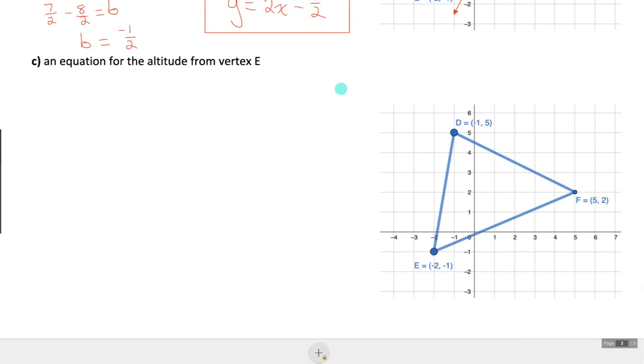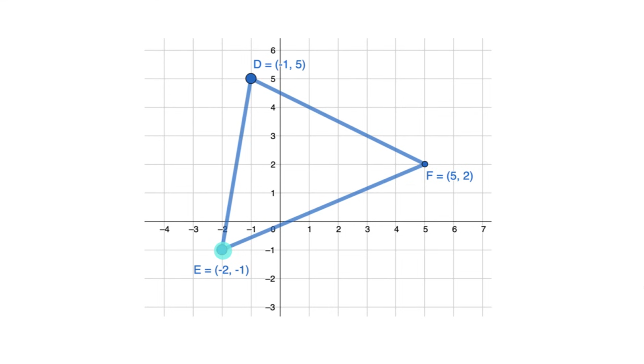Last part of the lesson, we'll find the altitude from vertex E. I know an altitude is going to go from the vertex of a triangle to the opposite side at a point where it's going to make a 90-degree angle with the opposite side. So it's not going to go to the midpoint. It's going to go somewhere else so that when it connects, it forms a 90 degree. It looks like it's going to be around here.